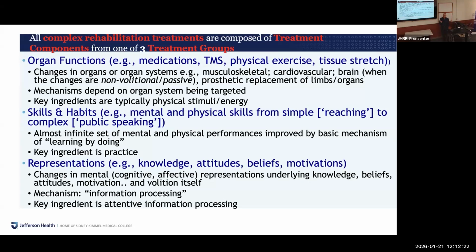The key unifying ingredient here is that they are all things that you improve through practice. The way to get better at reaching is to do more reaching, etc.